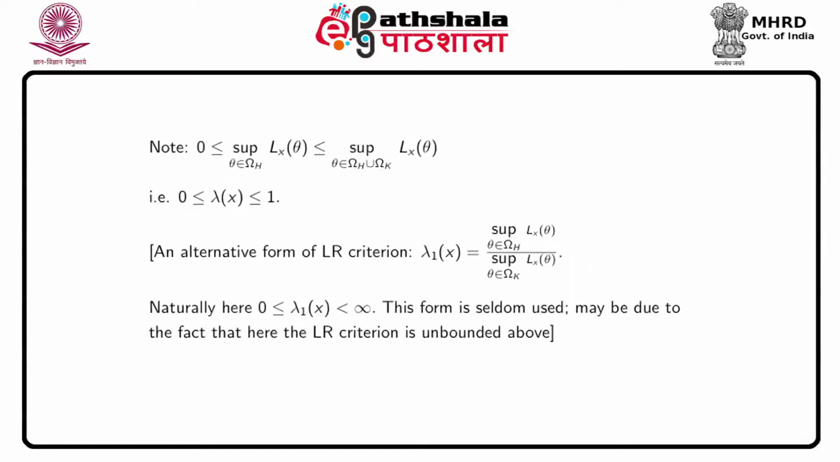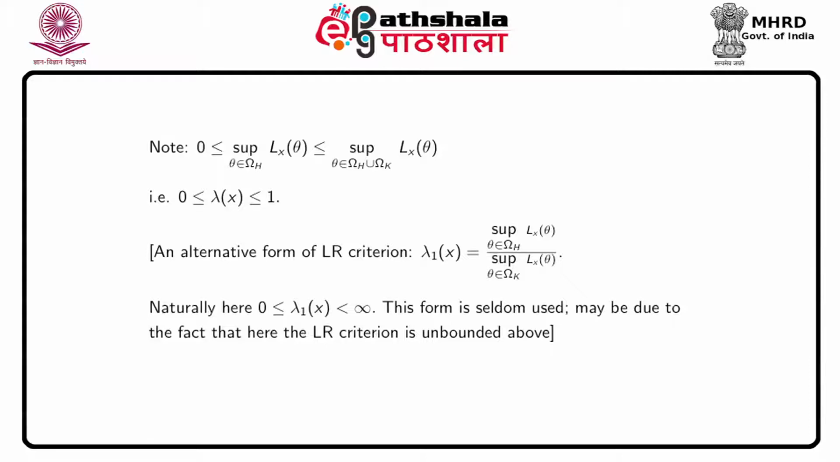Note that obviously the supremum of L(theta) for theta belonging to omega_H is less than or equal to the supremum of L(theta) for theta belonging to omega_H union omega_K, and these two suprema are necessarily non-negative. That is, the likelihood ratio criterion lambda(x) necessarily lies between 0 and 1.